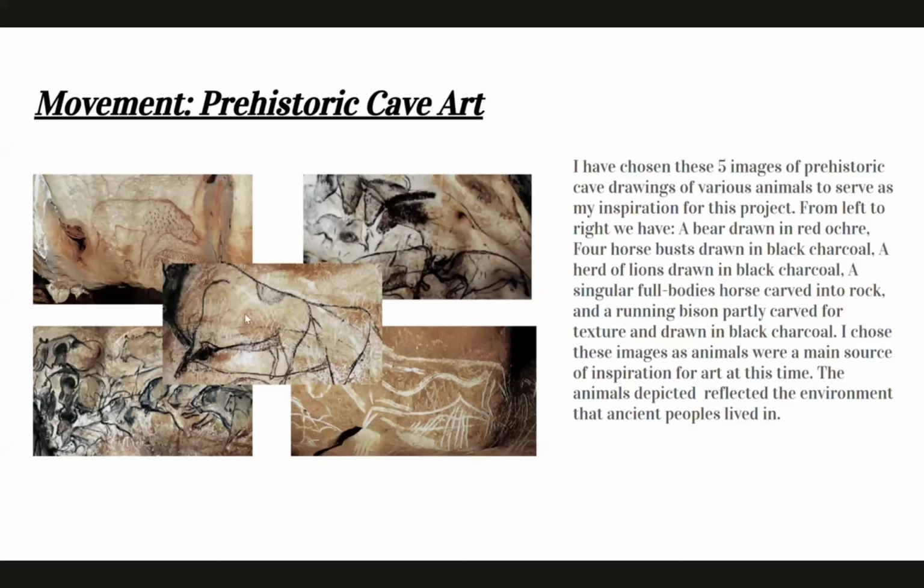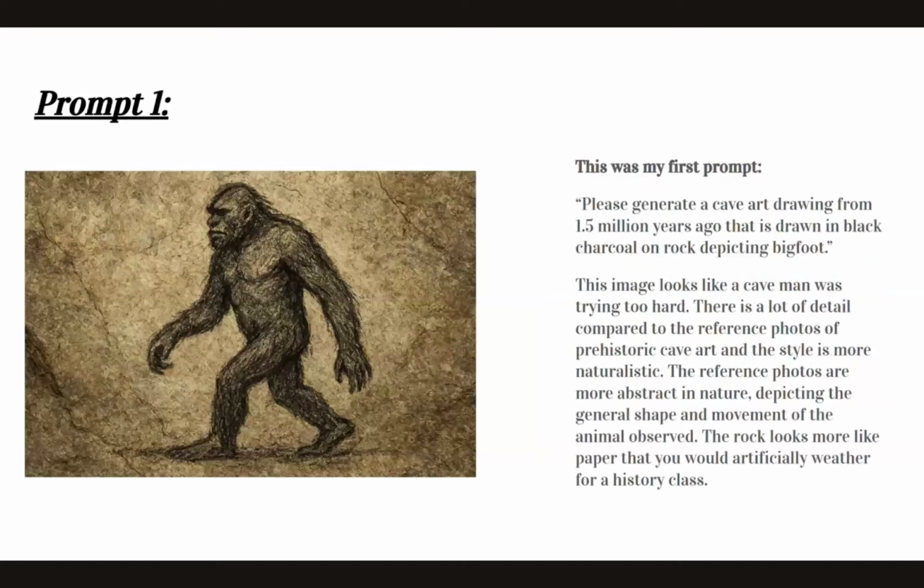The middle image is of a bison. We can see that he's drawn in black charcoal and there are lacerations in the rock behind him. I don't know if that is like texture for the animal itself or if this was a drawing over these pre-existing marks. And then my last image is of a carving in rock wall of a horse. We can see there's a little bit more detail, kind of some movement here with this line through the body. So with this as my references, I moved forward with my first prompt to recreate some cave art.